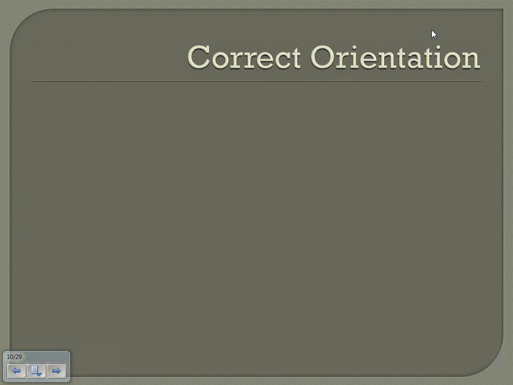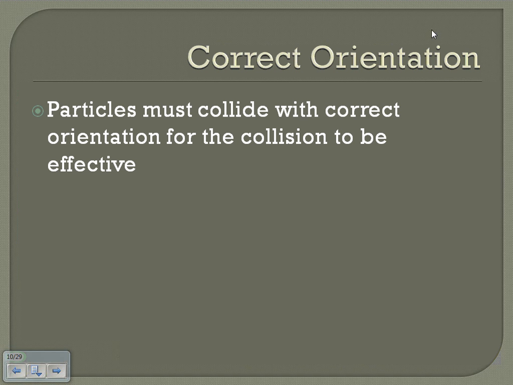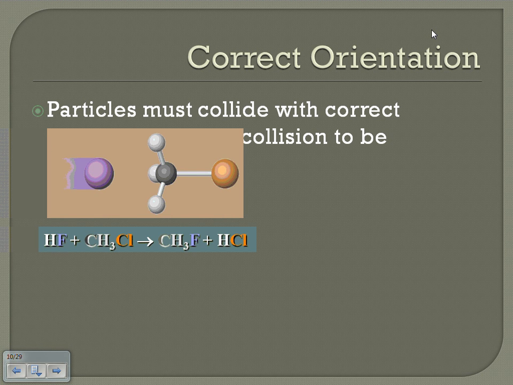Okay, correct orientation. Particles must also collide with the correct orientation for the collision to be effective. So here is an example. Here's a reaction where you have hydrofluoric acid and chloromethane reacting, and what will actually happen is the fluorine will come here and bond to this carbon, and then this bond here for the chlorine will boot off, and that's basically how a substitution reaction works.